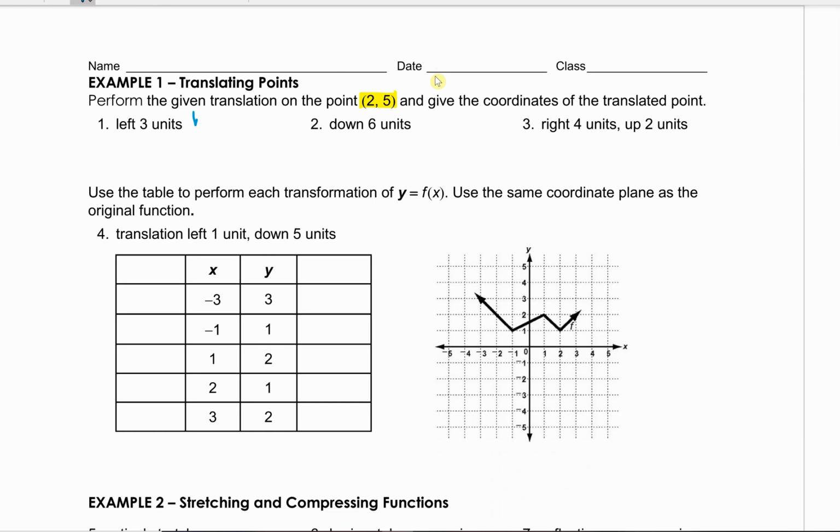3 left is horizontal. So basically what I like to do is I like to write my rule. x,y is going to become x minus 3, y. So that means that my point 2,5 is going to become 2 minus 3, 5, or negative 1, 5.